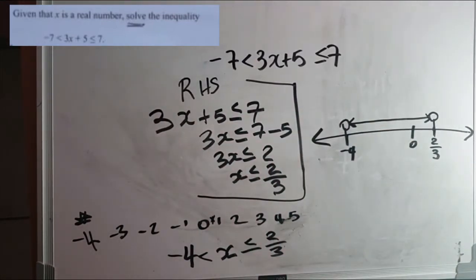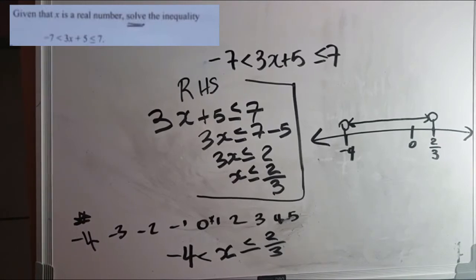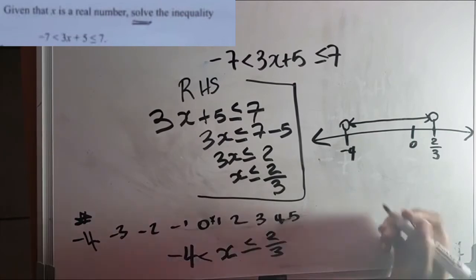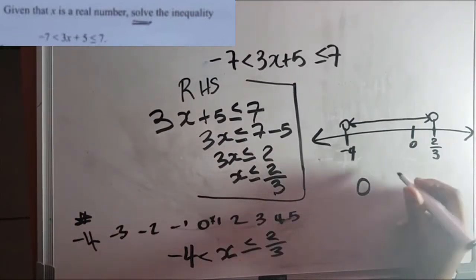One of the circles has to be filled in. Which one of the circles have to be filled in? How do we know which circle must be filled in? The circle that must be filled in is the one that's associated with the number that is less than or equal to.